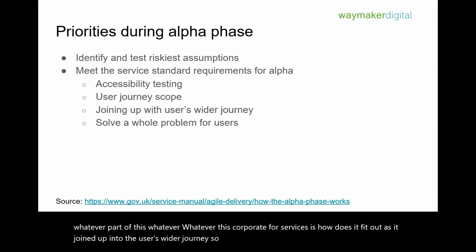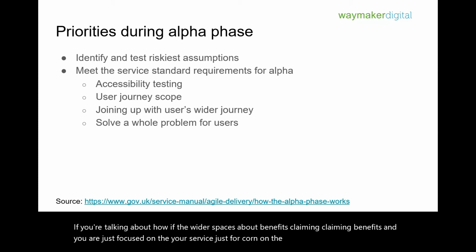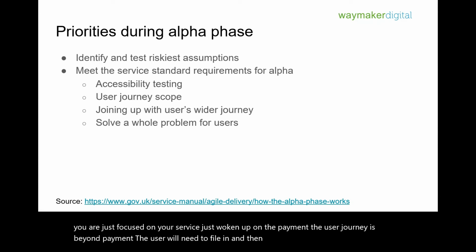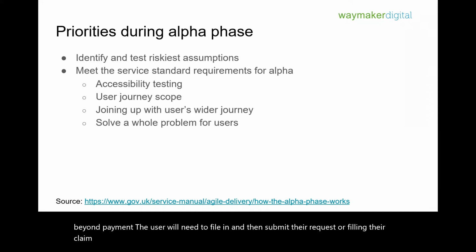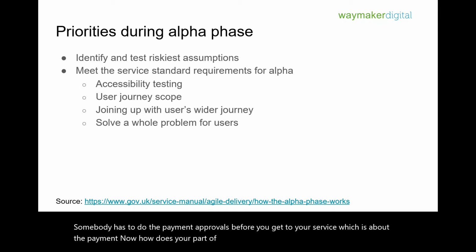So for example, if the wider space is about claiming benefits, and your service is just focused on the payment, the user's journey is beyond payment. The user will need to fill in and submit their claim, and then somebody has to do the processing. Another department has to do the vetting or data gathering, and then somebody has to do the payment approvals before it gets to your service, which is about the payment. Now, how does your part of the service join up with the wider journey? All that needs to be fleshed out as part of your alpha.